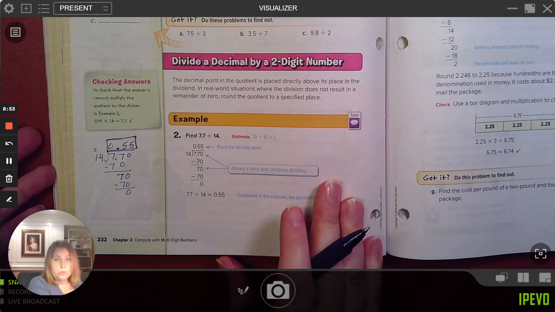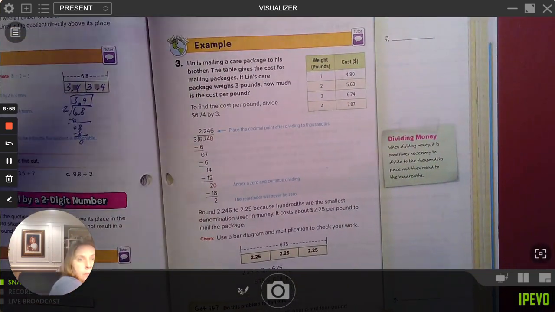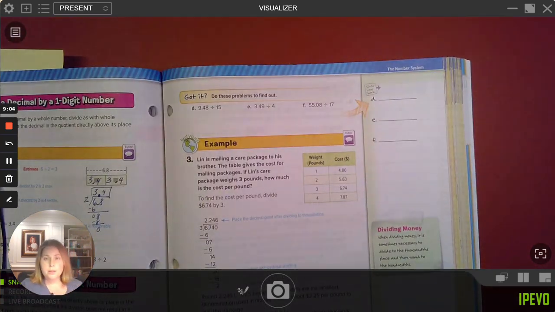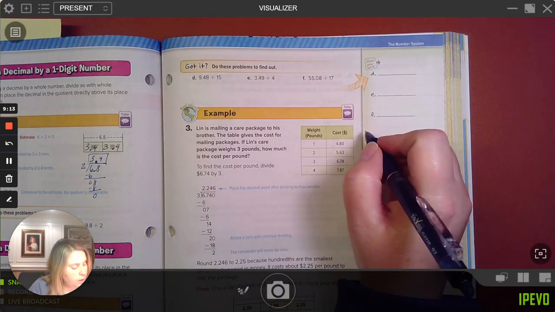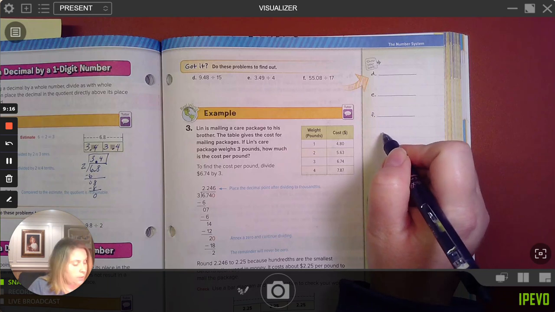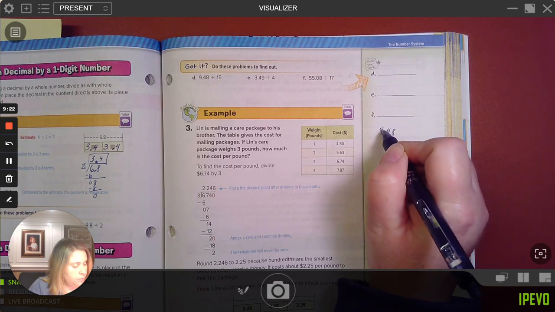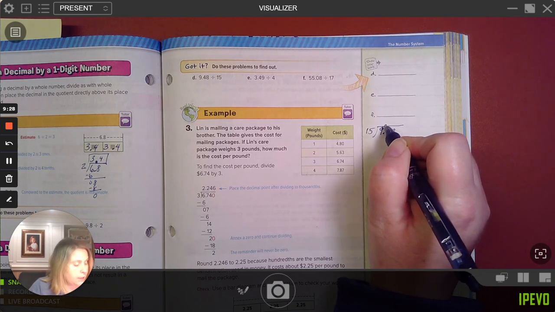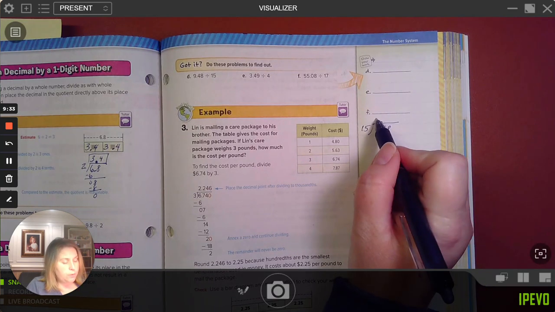All right, so let's do some examples on page 233. All right, letter D. We have 9.48 divided by 15. We'll work right here. I'm going to leave a little space for my answer. 9.48 divided by 15. And I'm just going to bring that decimal straight up. Does 15 go into 9? No, it does not. So above the 9, I'm just going to write a 0.